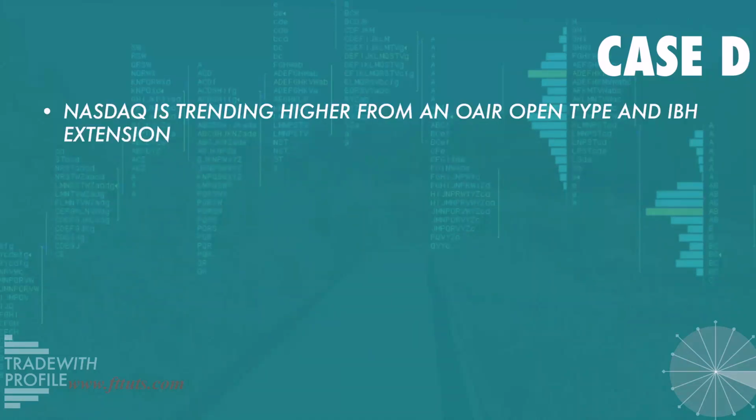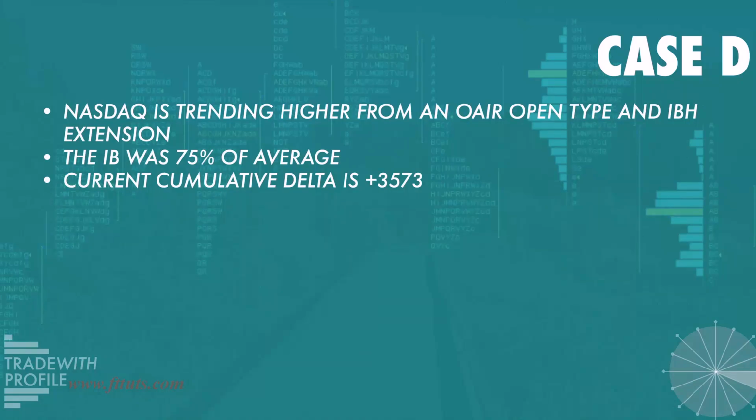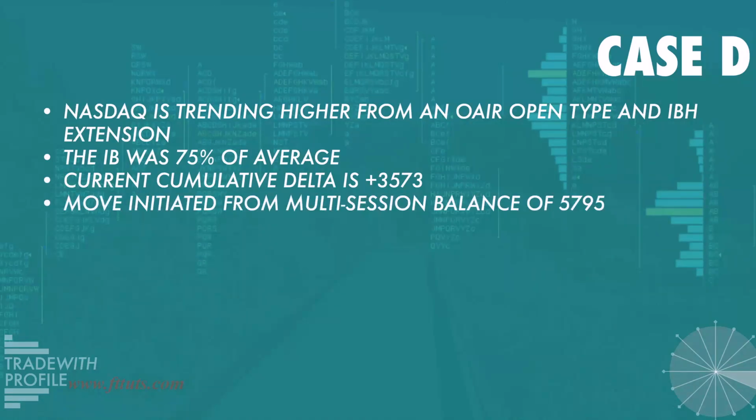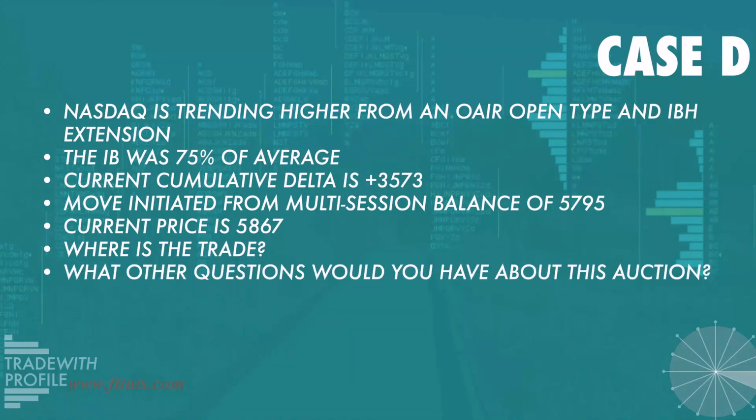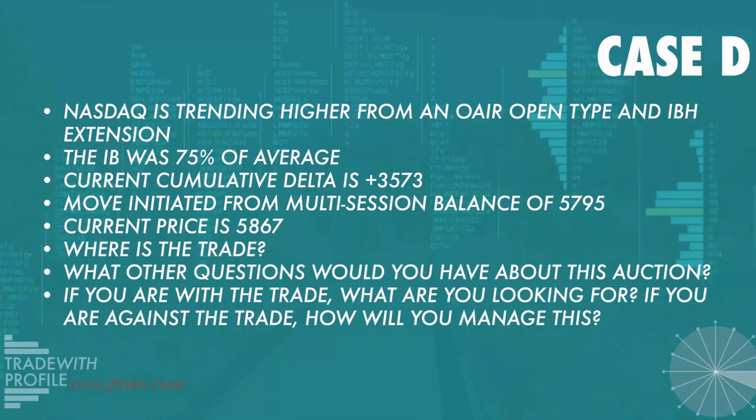Okay, next one. NASDAQ is trending higher from an open auction in range open type and IB high extension. The IB was 75% of average. The current cumulative delta is strong. The move initiated from a multi-session balance. The current price is 58.67. Where is the trade? What other questions would you have about this auction? And if you're with the trade, what are you looking for? And if you're against the trade, how will you manage this?